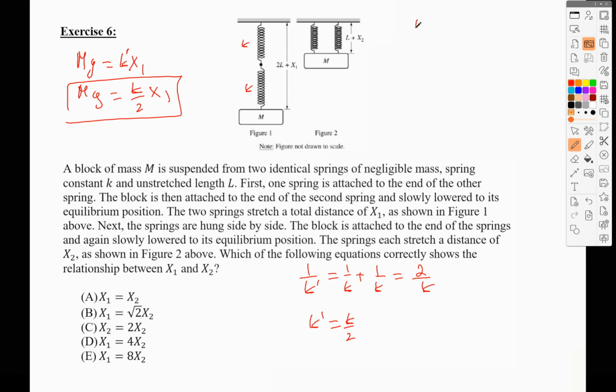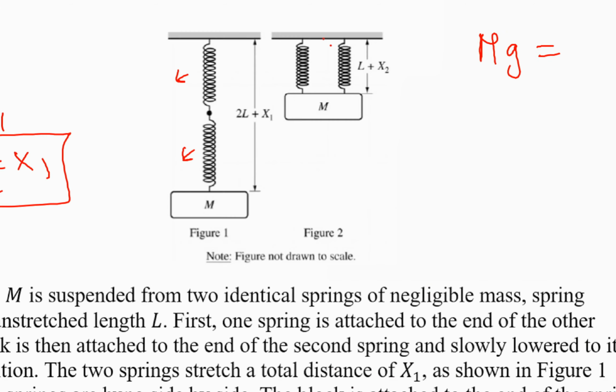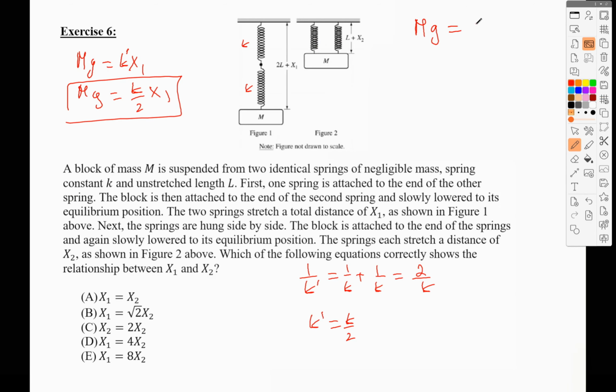Now the second equation would be mg equated to the force by the springs, by Hooke's law. Now these two can be replaced by a single spring of stiffness k double prime times x2. Now they are connected in parallel, so that would be the usual sum. k double prime would be k plus k, which is 2k. Then mg is equal to 2k multiplied by x2.